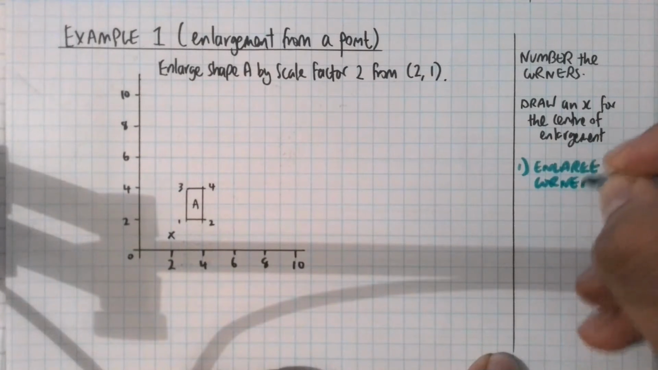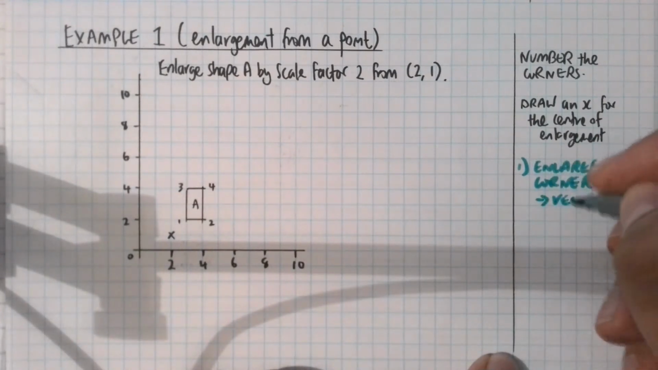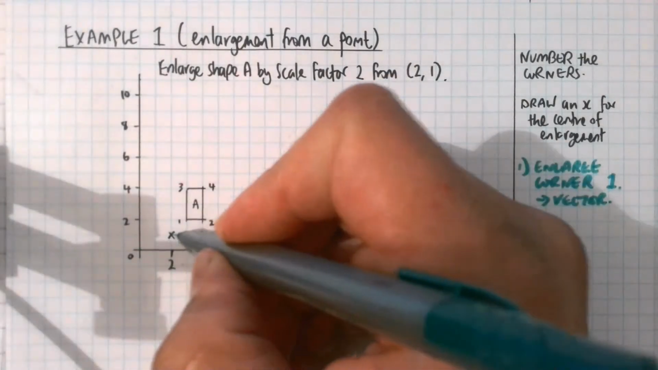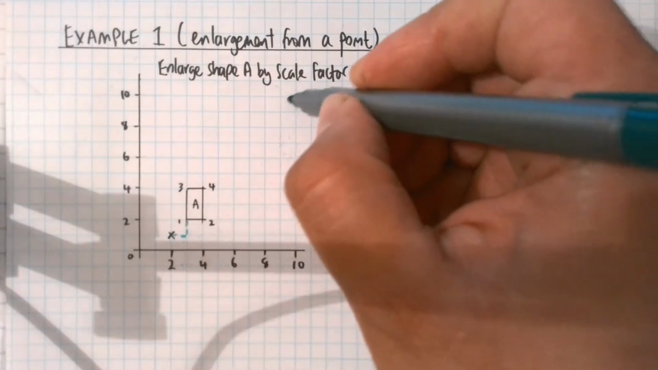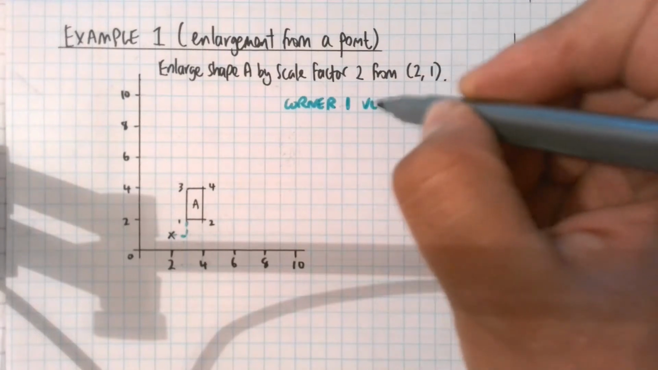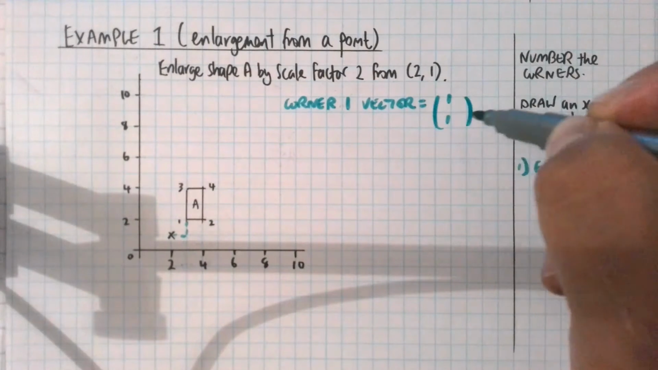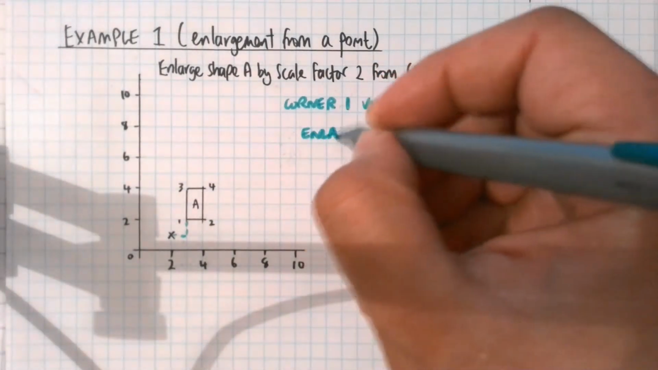Okay, so to do that, I'm going to work out the vector from the center of enlargement, where I drew the X, to the corner 1. And that vector is going to be 1 square across to the right and 1 square up. So corner 1 has the vector 1 and 1. 1 going right, 1 going up. So the top number is left and right, the bottom number is the up and down.